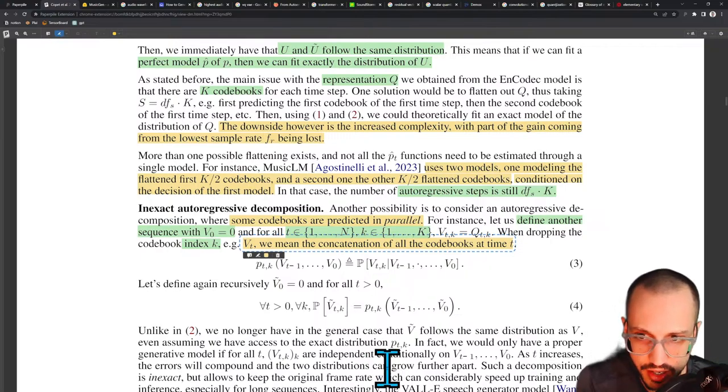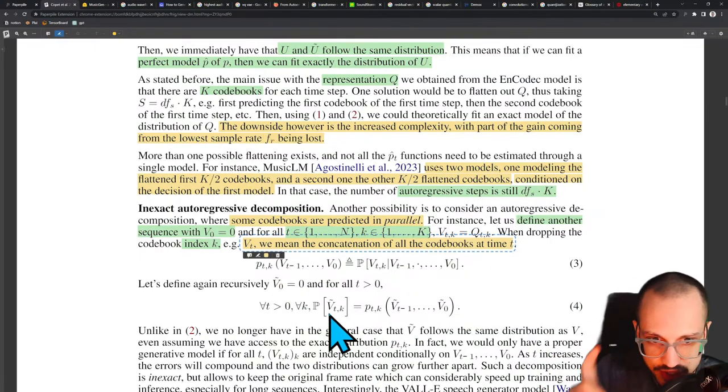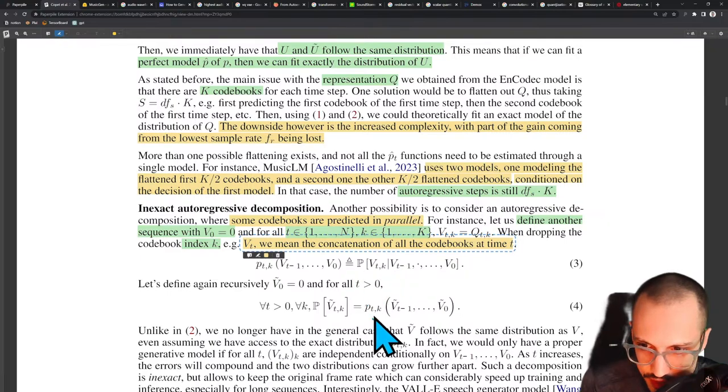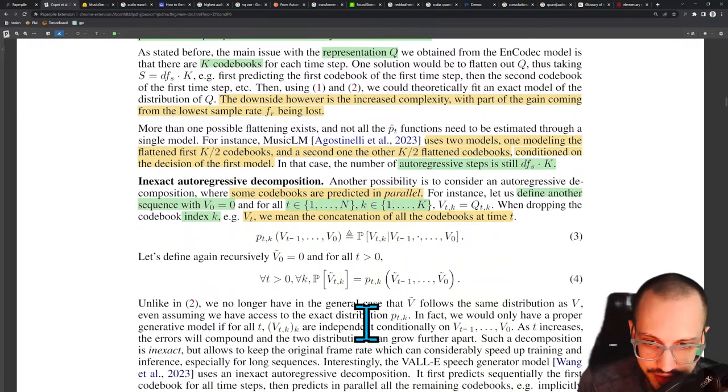So now we don't have multiple hierarchical levels. We just have one token that is the concatenation of all the different quantization levels. So you have this same equation that you have here, right? You have some probability distribution over all tokens conditioned on all previous tokens. And then let us again define recursively for all t greater than 0, for all t greater than 0, the probability distribution over these tokens, v tilde t k, equals the probability distribution over all tokens.